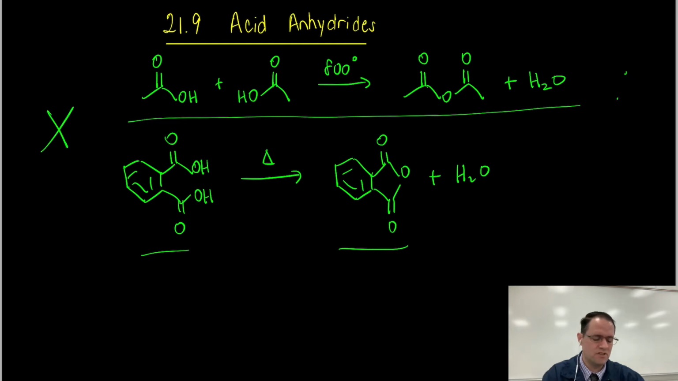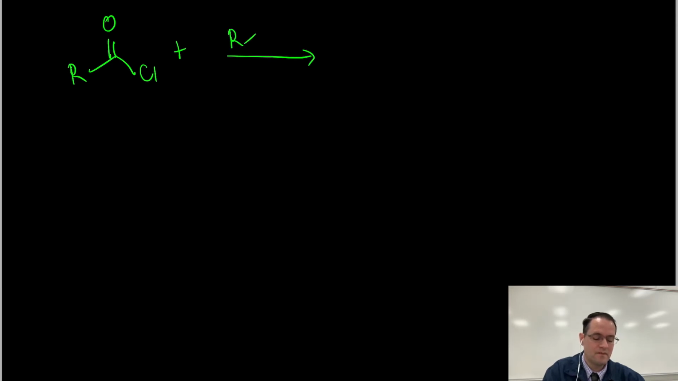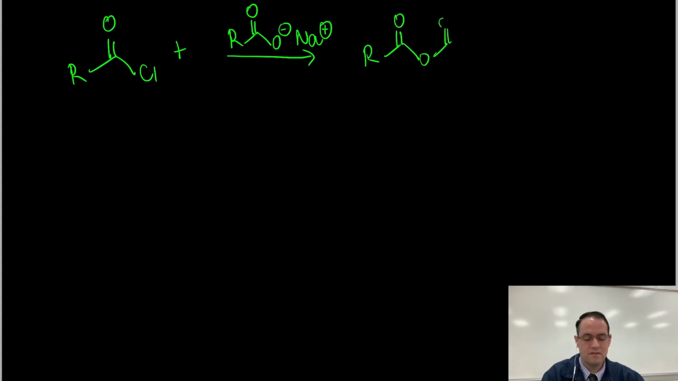Now, we don't normally do this in synthesis. We're not going to take a carboxylic acid and heat it to ultra-high temperatures because some of the sensitive functional groups can cause decomposition in the organic molecule. The best way to make an acid anhydride is to start from an acid chloride and then react that with a suitable nucleophile, like a carboxylate. And that will make the anhydride, and of course, you'll lose sodium chloride from that.